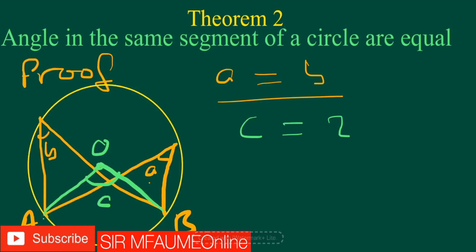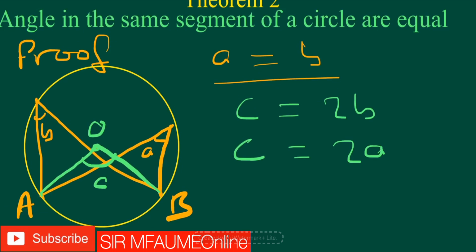But here we have 2 angles at the circumference, this B and this A. So I can say C equals 2 times B, and also C equals 2 times A. Why? Because we know that the central angle is always twice the angle at the circumference. That's why C equals 2A and C equals 2B, because C is our central angle, A and B are the angles at the circumference, and all those 3 angles use the same arc.